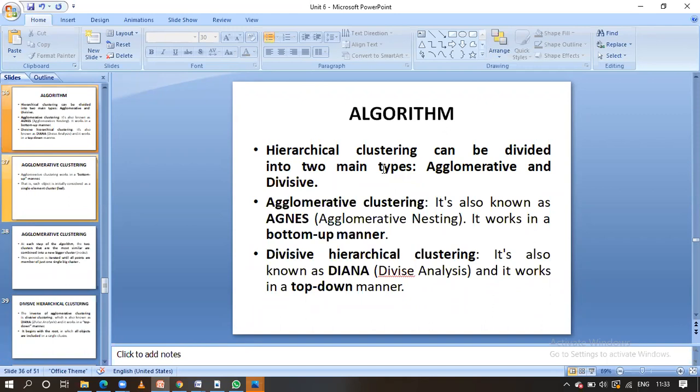Before that, what are the types of hierarchical clustering? There are two types: one is agglomerative hierarchical clustering, and the second one is divisive hierarchical clustering. In agglomerative hierarchical clustering, we follow a bottom-up approach, meaning we start from the leaf nodes and go to the root node, that is, from individual objects to one big cluster.